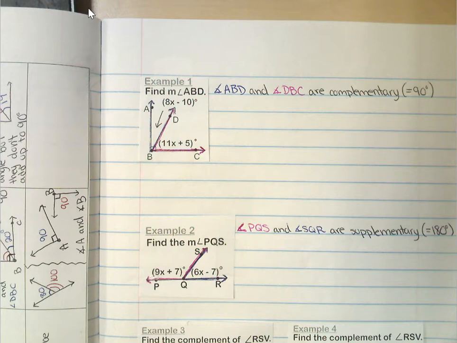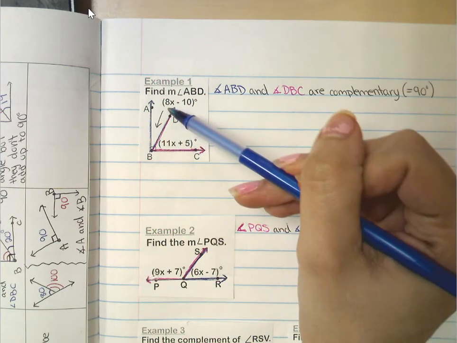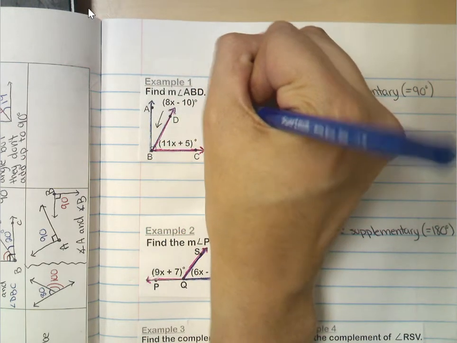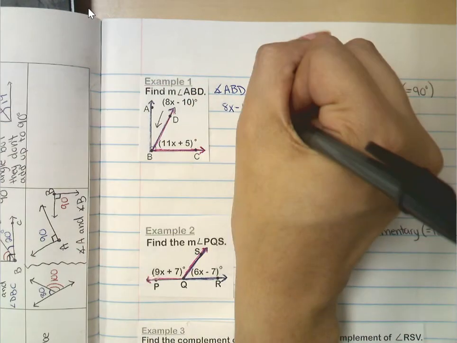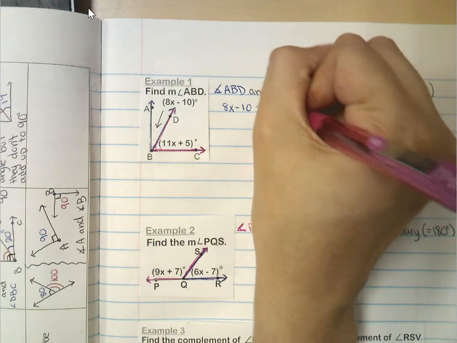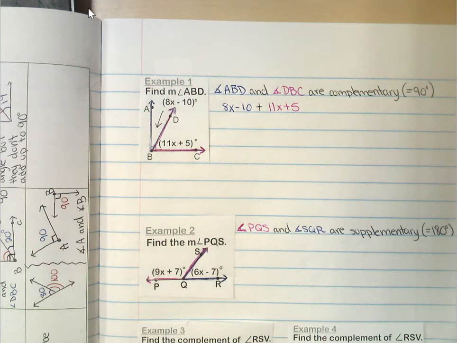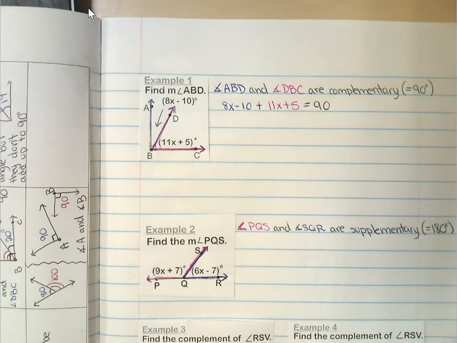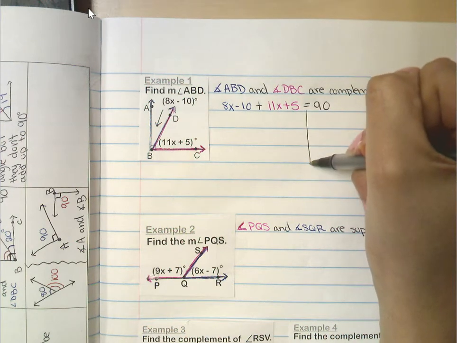I am going to take angle ABD, which is 8x minus 10, and I'm going to add the pink angle, which is 11x plus 5. Because they are complementary, they need to equal 90. So this is my equation that I have to solve.